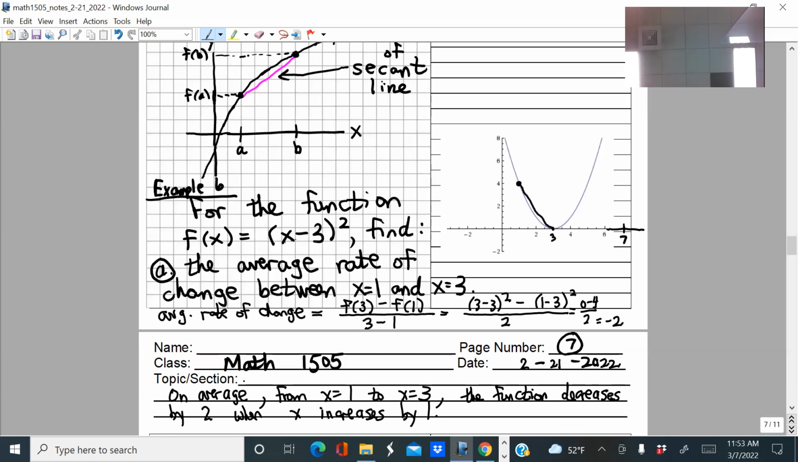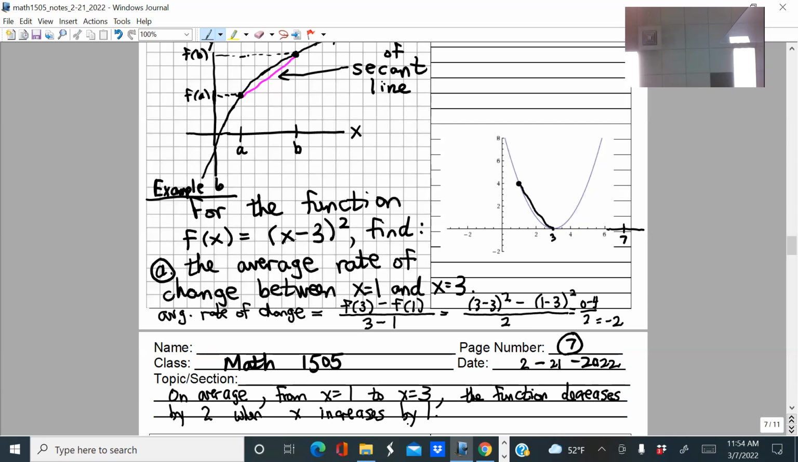But why the on average? Why not just say from x equal 1 to x equal 3, the function decreases by 2 when x increases by 1? That means it would be a straight line. That means it would be steady, right? It's not steady though. Does it always go down by 2 when x increases by 1?